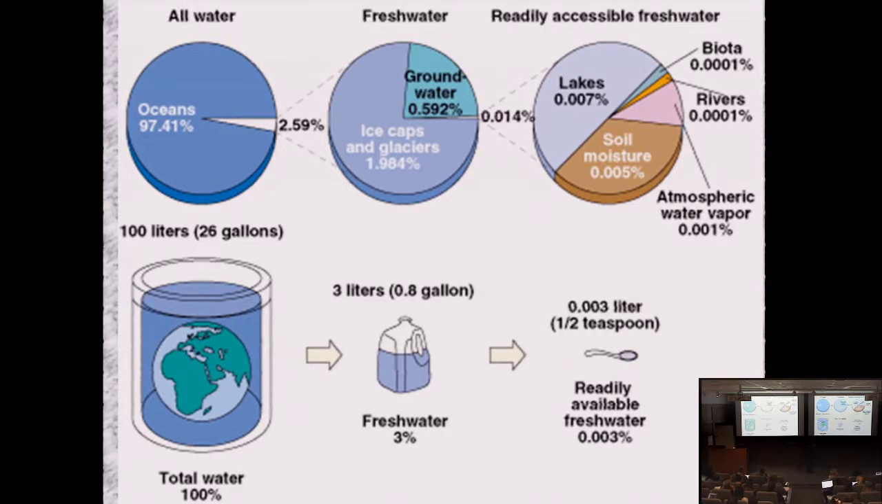But I would take out the soil moisture because that's not readily accessible. We can't use that. Last way of representing it, if you have all of the water on Earth put into a 26-gallon fish tank, standard size fish tank, then only 0.8 of a gallon is fresh water, and only 1/2 teaspoon of that is readily accessible. So again, this is not a global crisis.